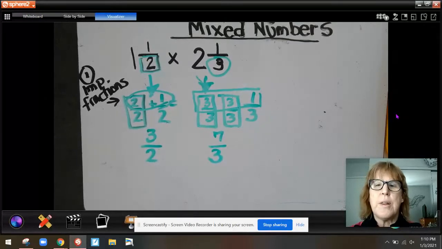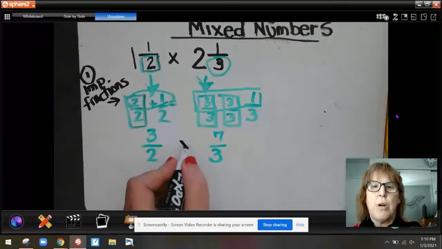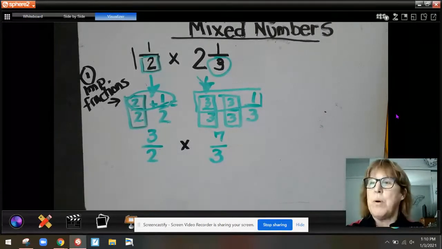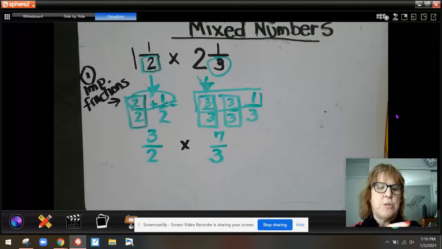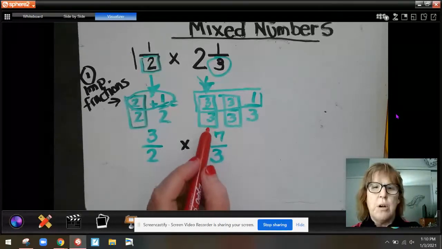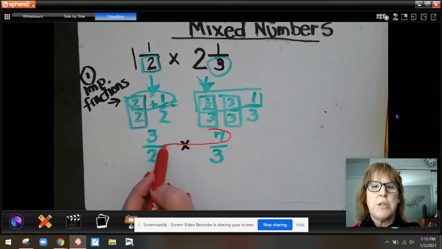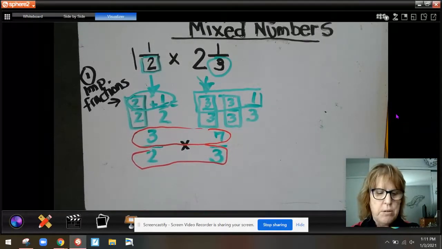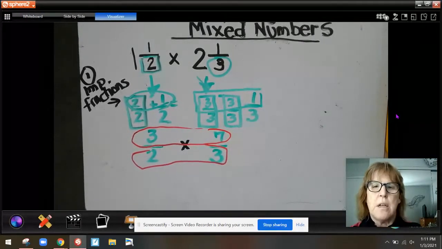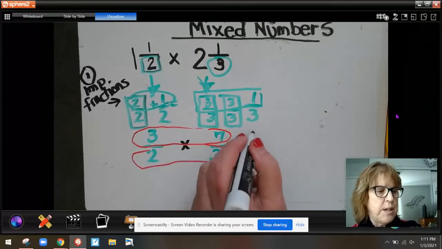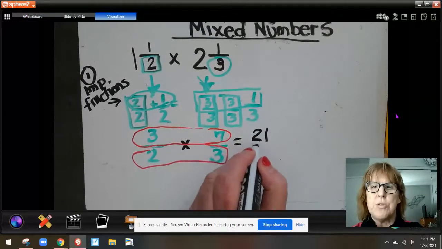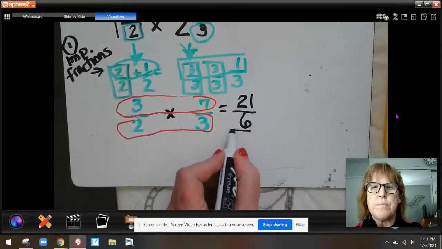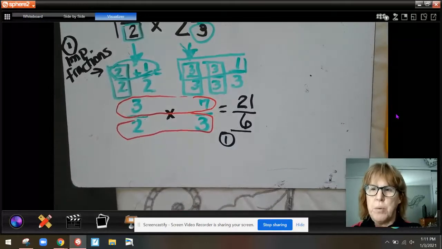So what we're going to do then is it's very simple. All we have to do is multiply those together. And you remember when we learned how to multiply fractions? Oh, so easy compared to what those poor 5th graders have to do. We multiply the numerators and we multiply the denominators. So we've got 3 times 7 is 21, and 2 times 3 is 6. Okay, this is answer choice number 1.